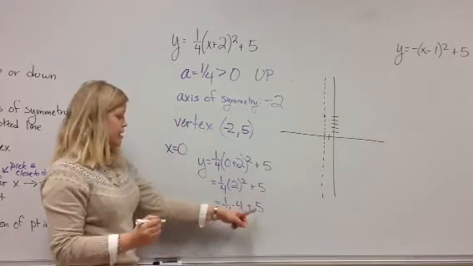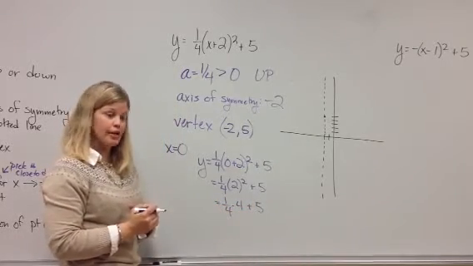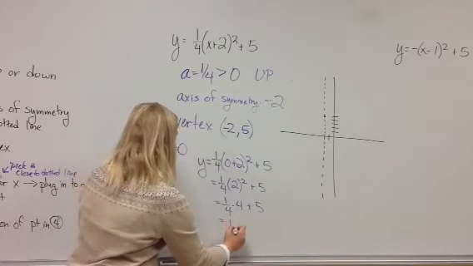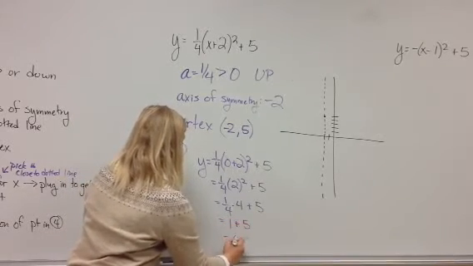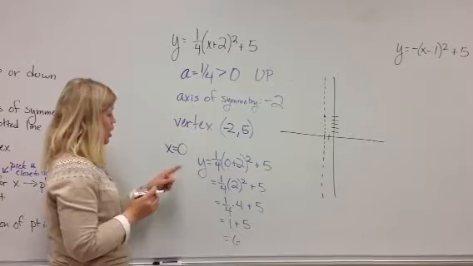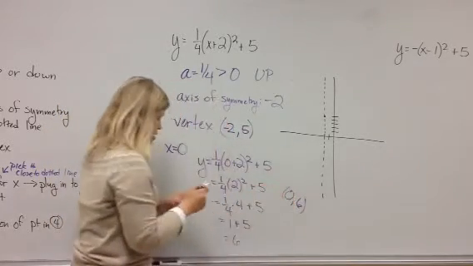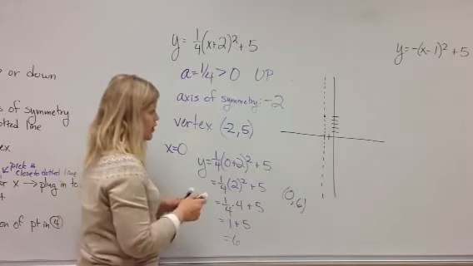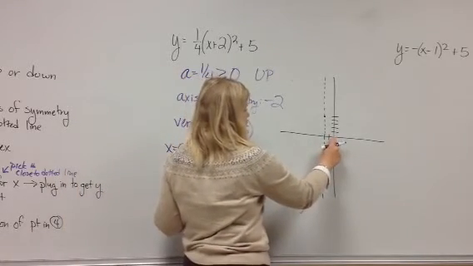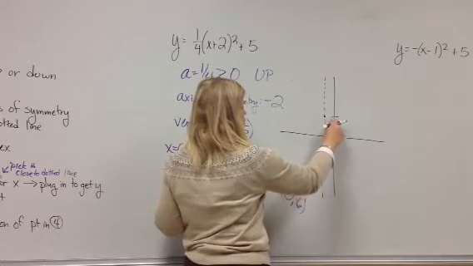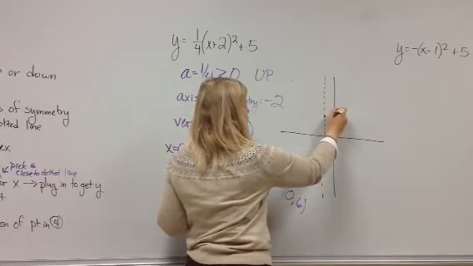Now we've got multiplication and addition. What are we going to do next? Multiplication. So we get 1 plus 5, which equals 6. So when I say x is 0, y should be 6. So now let's graph that point. Start at 0, 1, 2, 3, 4, 5, 6.